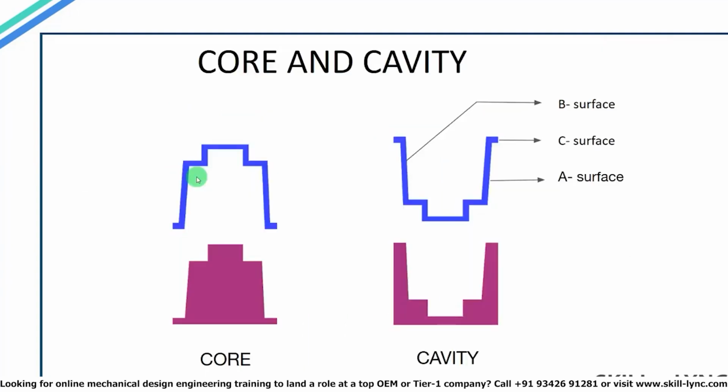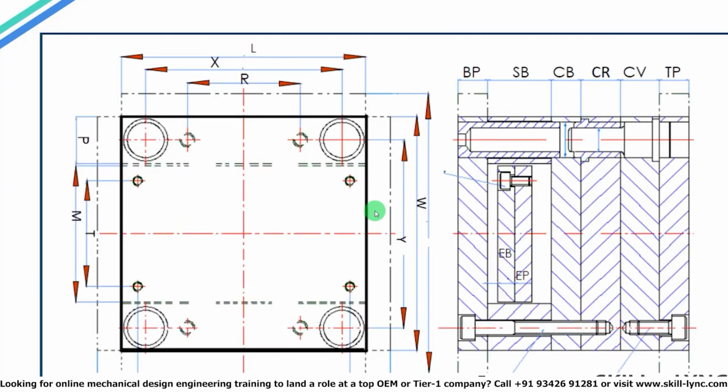This slide shows the surfaces formed by the core and the cavity. The surface formed by the cavity is called the A surface, and the surface formed by the core is called the B surface. The surface between the A and B surface, the surface on the thickness region, is called the C surface. We will now take a look at the actual specification diagrams of the mold assembly parts.